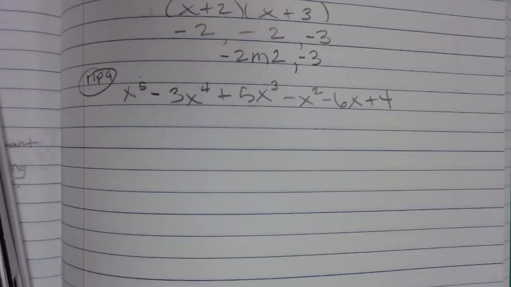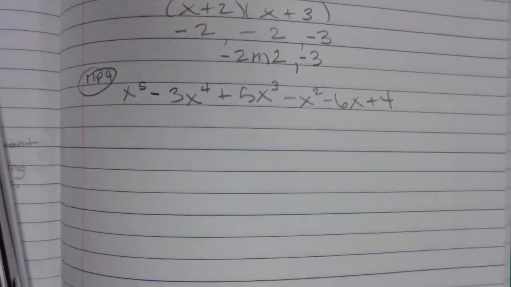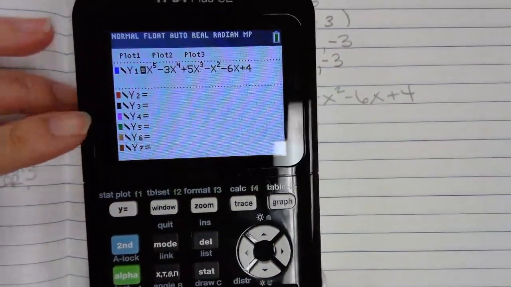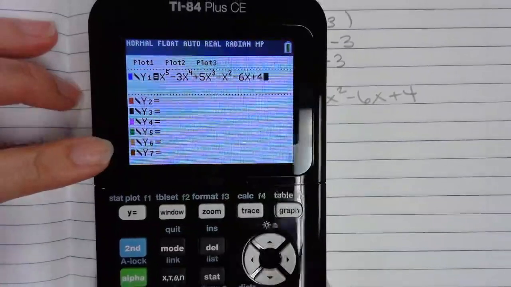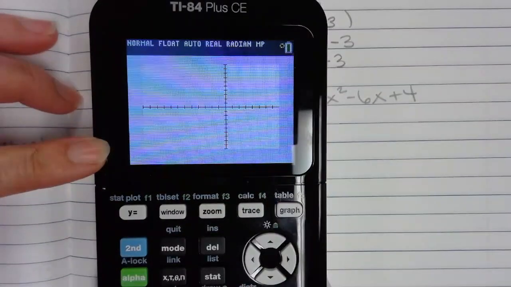Okay, so I'm moving on to monitoring progress number 4. Take a look at this beautiful polynomial. What degree is it? 5th, which means how many roots are we looking for? 5. All right. Now, I cannot group this. It's a high degree polynomial, so we're going to plug it into my calculator. And we're going to check the roots. So I'm going to press graph. It's thinking.